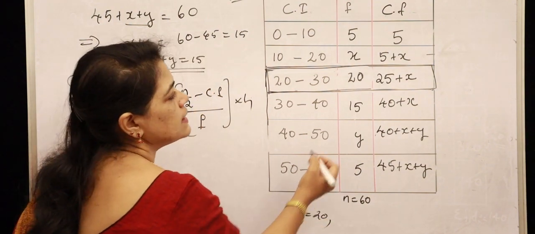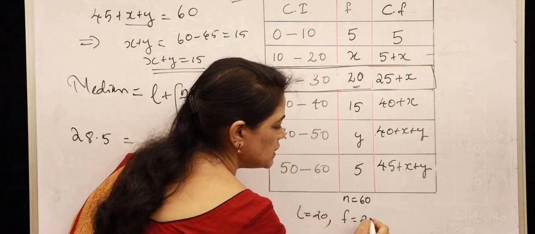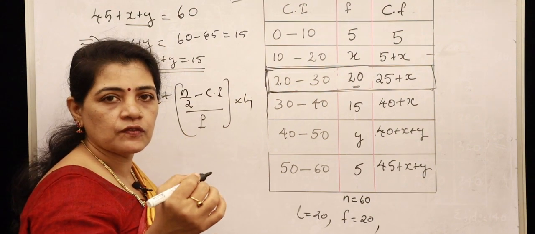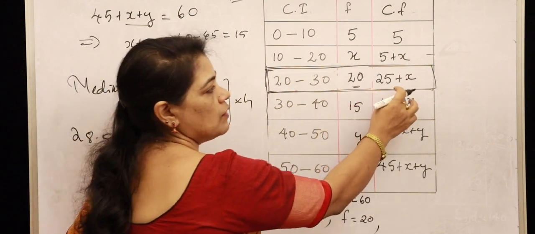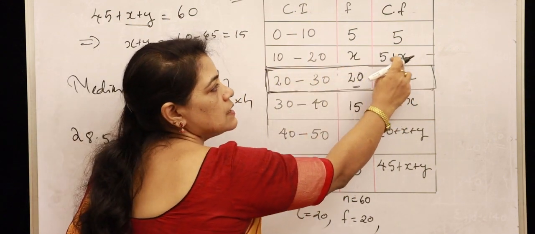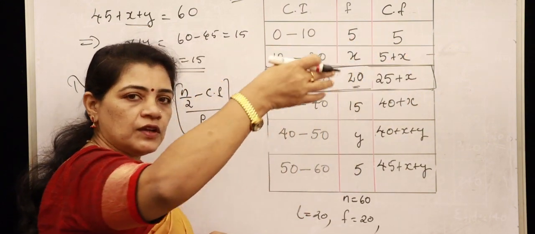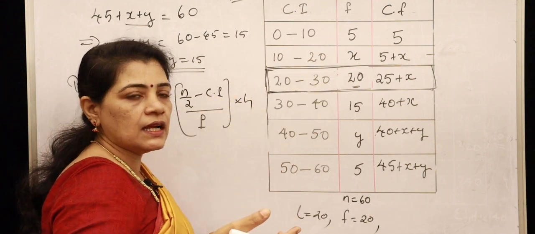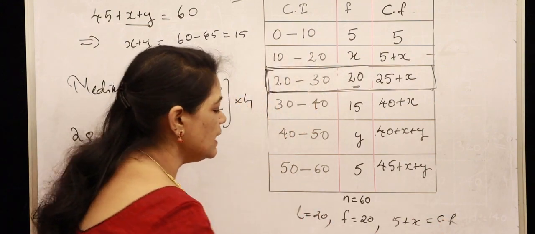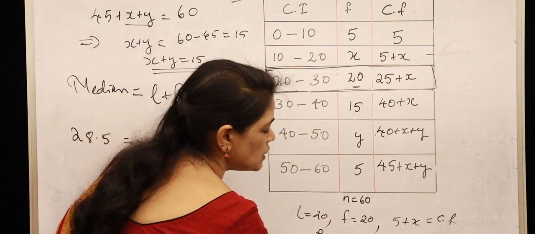Okay, and the frequency of the median class will give you f, that is 20, and CF is the cumulative frequency of the class preceding the median class. We got the median class as 20 to 30, and its cumulative frequency is 25 plus X, and the cumulative frequency which is preceding the median class is 5 plus X, and that is CF. And h is equal to the class width, that is upper limit minus lower limit, that is 30 minus 20, that is 10.